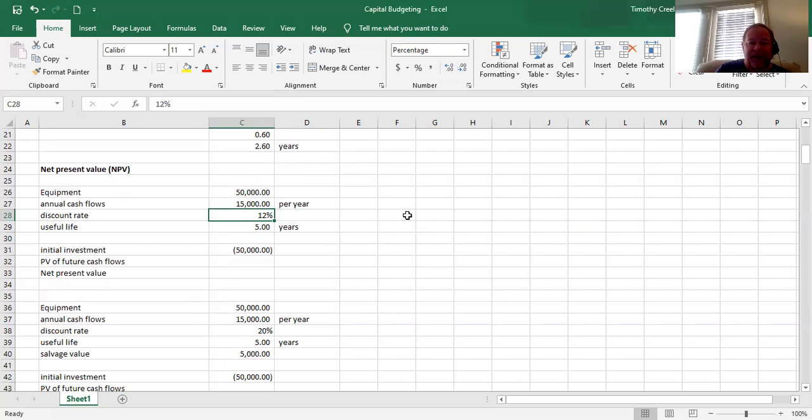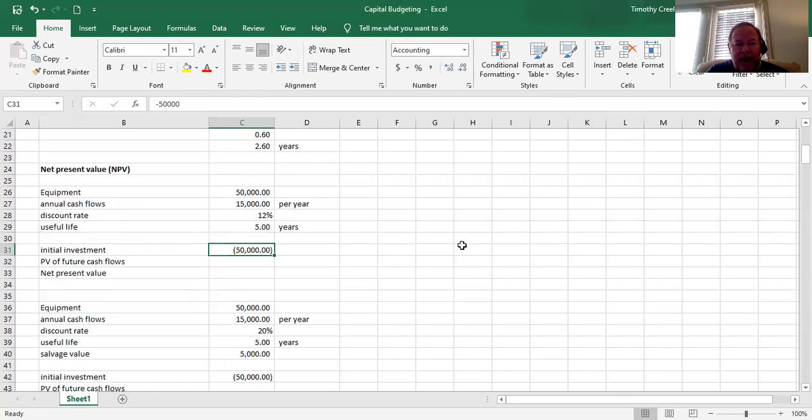Sometimes you'll see this as discount rate. Sometimes you'll see this even as cost of capital. Sometimes you'll see this as hurdle rate. There are different terms. I'm going to use discount rate here, but you could see it from a terminology standpoint in other ways. And then the useful life, of course, is simply how long we are going to use this equipment in the business.